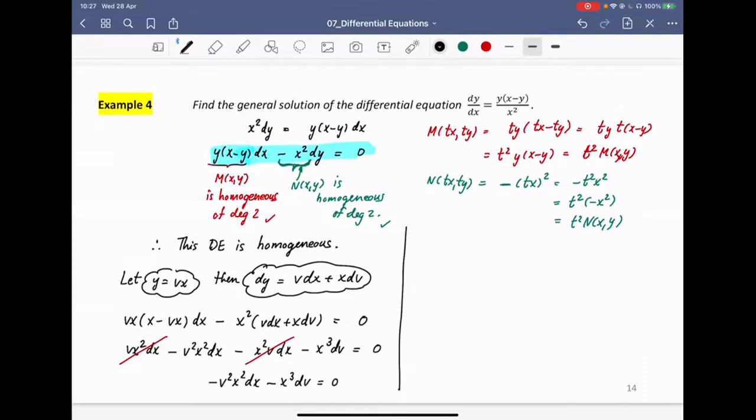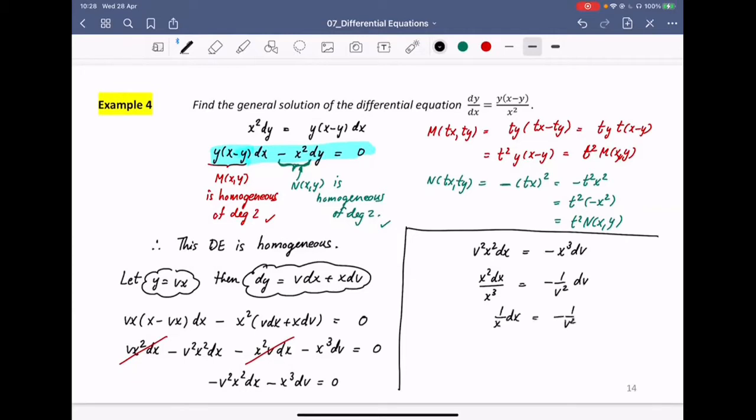And then you just need to make it a function of v on one side and a function of x on the other side. So I have v squared x squared dx equal to negative x cubed dv. I move everything in terms of x to the left-hand side, so I have x squared dx over x cubed, and then negative 1 over v squared dv. That means I have 1 over x dx equal to negative 1 over v squared dv.